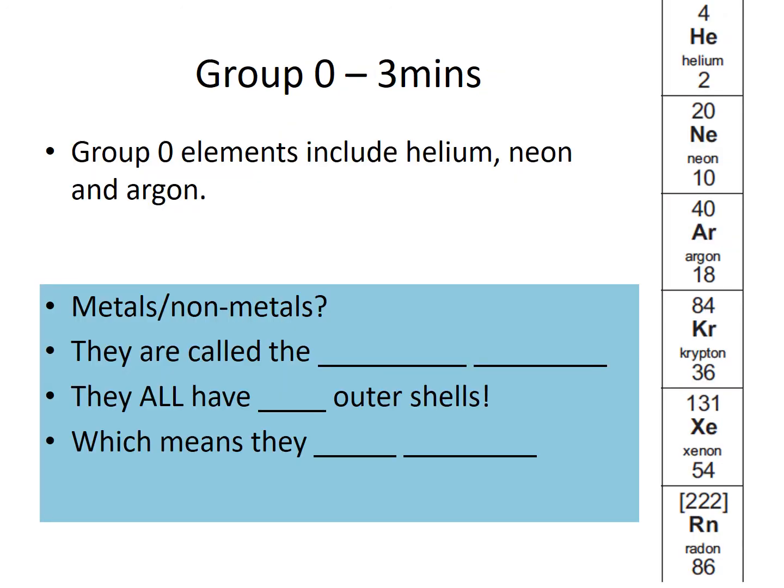So let's move on to the final group on the periodic table that we have to learn about. This one's a really nice group. So group 0, the elements include helium, neon and argon, and they are on the right hand side of the periodic table. So you know if they're on the right hand side of the periodic table, they are non-metals and they are called the noble gases. And you can see just from the name that they're all gases at room temperature.